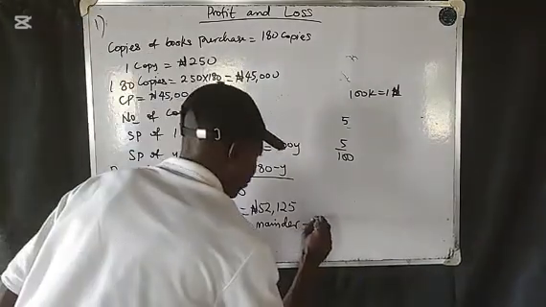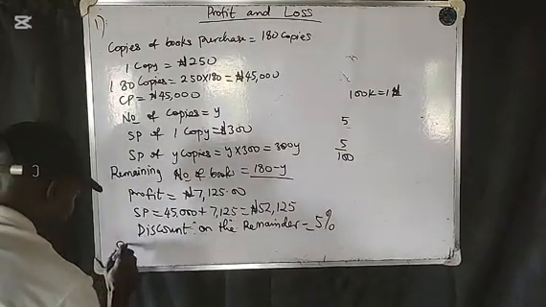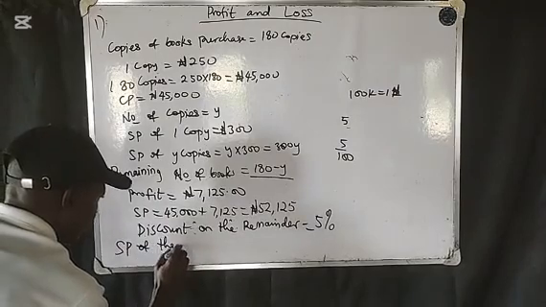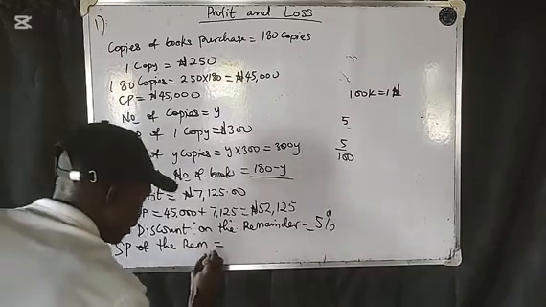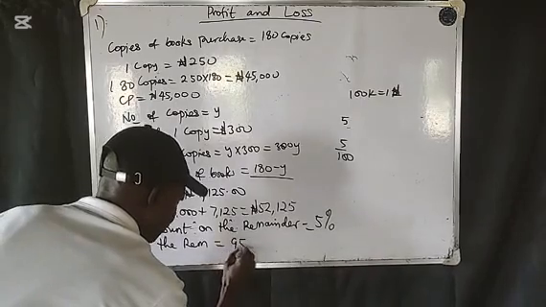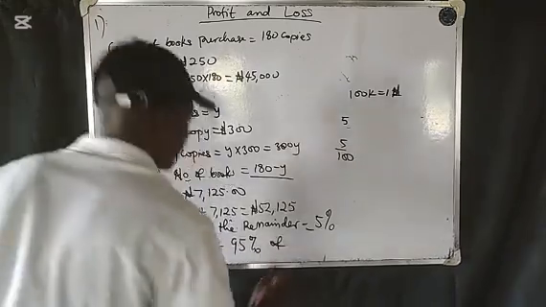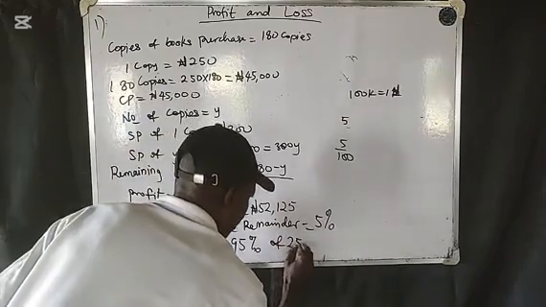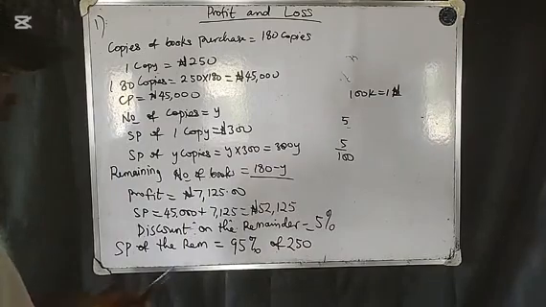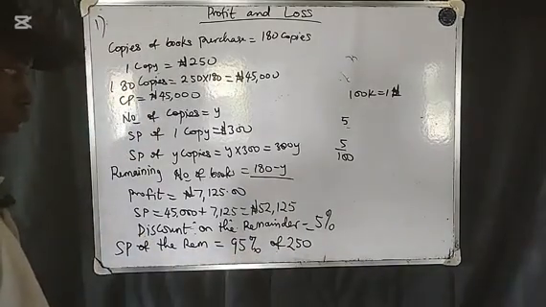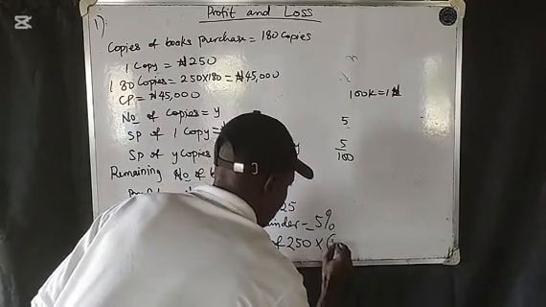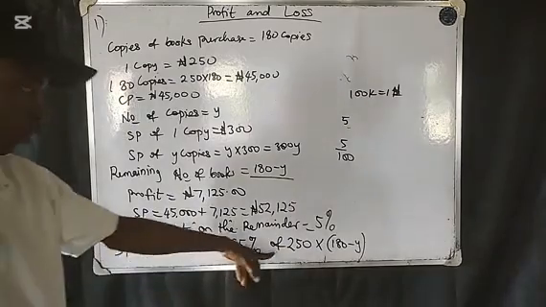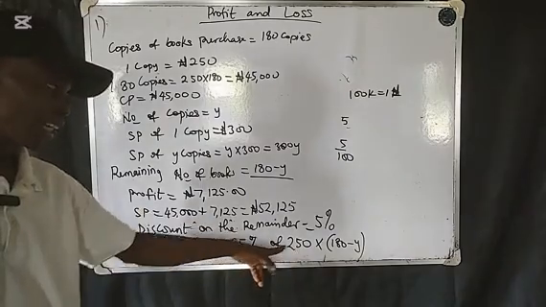Discount on the remainder is 5%, right? So the selling price of the remainder of the books will be 95% of the cost price, which is 180 over Y. 95% of the cost price times the remainder, which is 180 minus Y. The selling price of the remainder will be 95% of this cost. Why? Because he's giving 5% away.